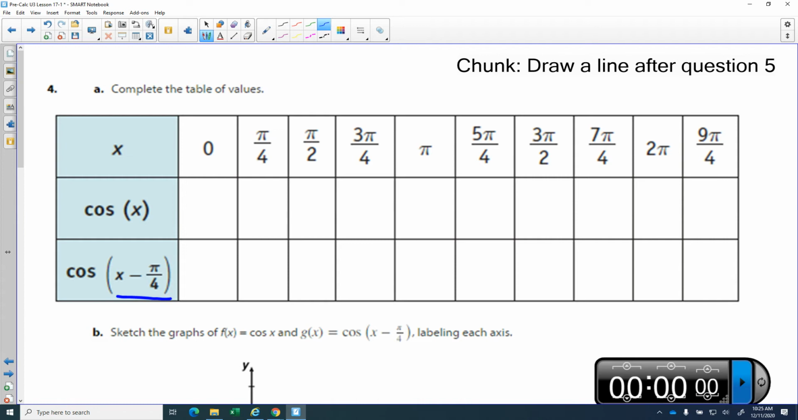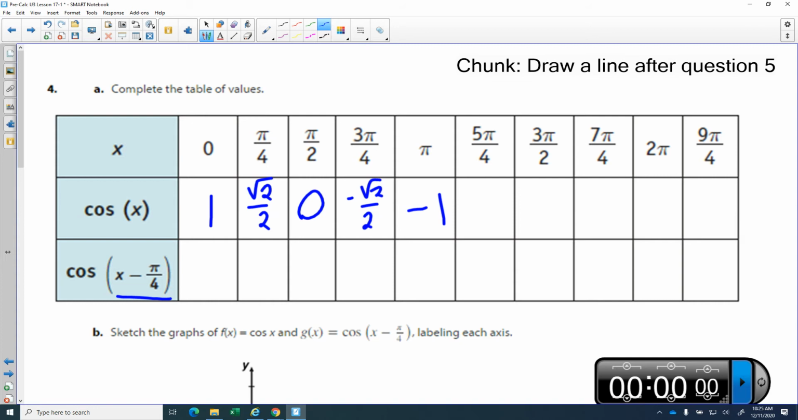At cosine, typically at 0, you have an answer of 1. At pi over 4, you have an answer of, I believe, square root of 2 over 2. At pi over 2, if you go to cosine, you have an answer of 0. We'll go up to pi here, because it would be at negative 1 here. At this value, it'd be negative square root of 2 over 2. So what happens when I shift it left pi over 4?